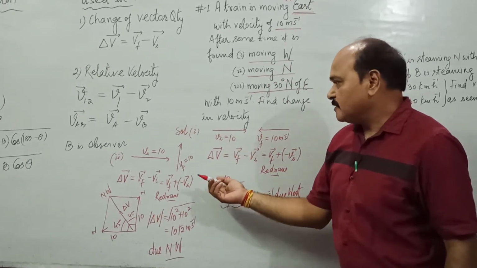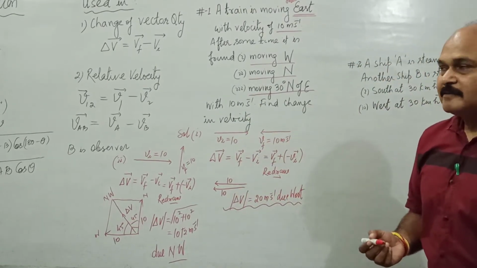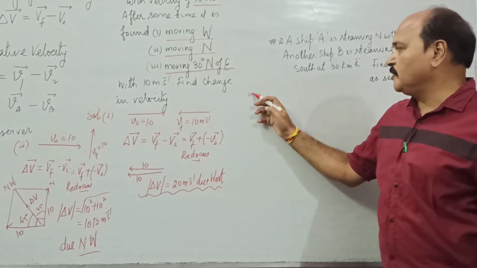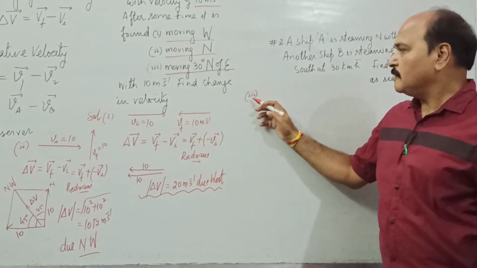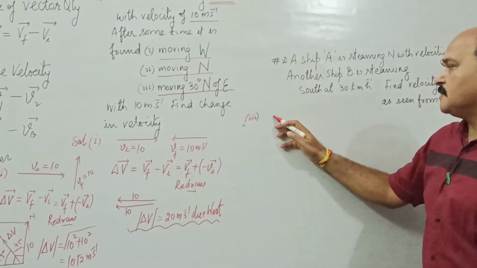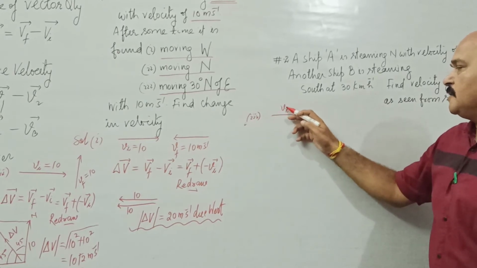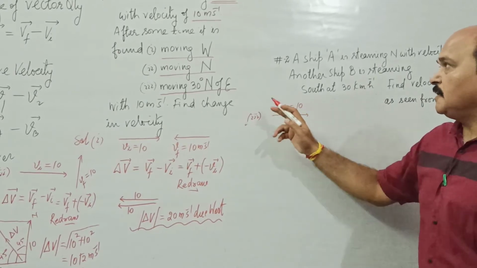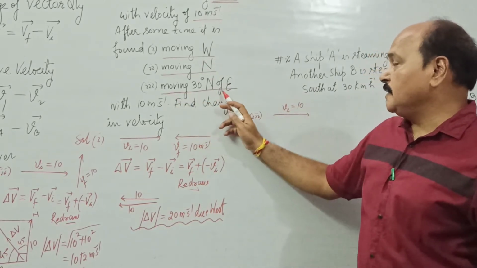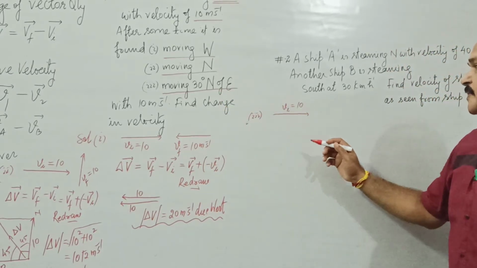So this was part 2, and let us work out the solution of part 3. Now let us look at the third part of the numerical. A train is moving due east. This is the initial velocity of the train. The train is moving due east with a velocity of 10 meter per second. After some time, it is found moving 30 degree north of east.